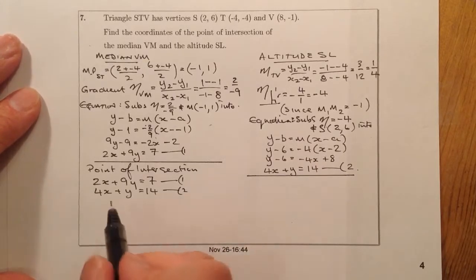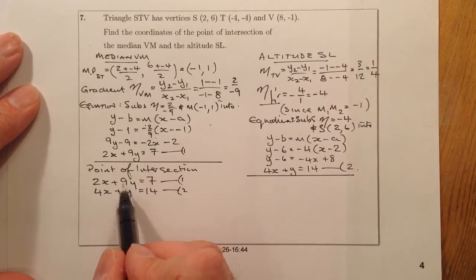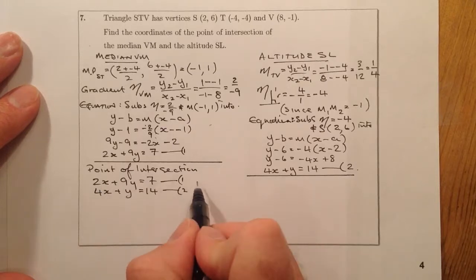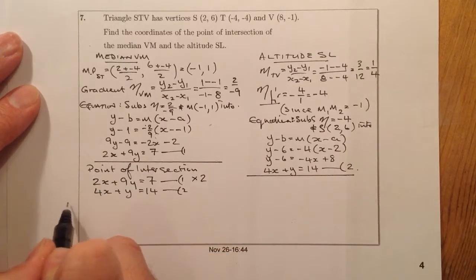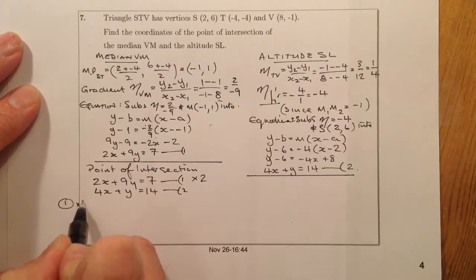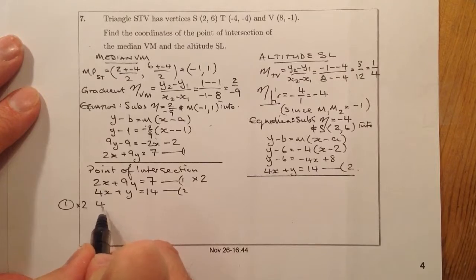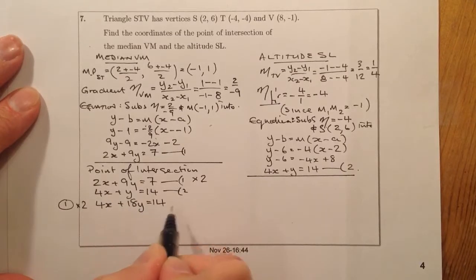So from there, normally what I would do is try to eliminate y, but this time I'm seeing it's quite simple just to multiply out and get rid of the x values. So I'm going to multiply my equation number 1 by 2. So my instruction is equation number 1 multiplied by 2, and what I should get from that will be 4x plus 18y equals 14. I'm going to call that equation number 3.